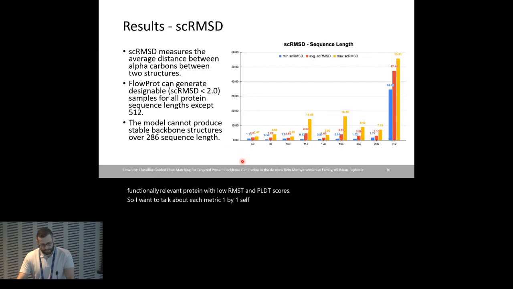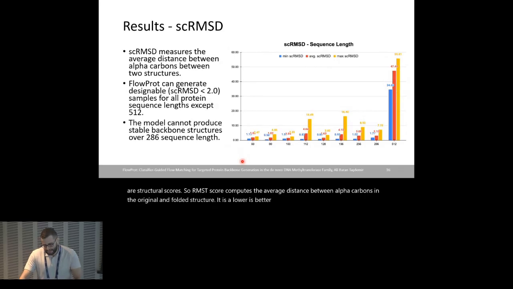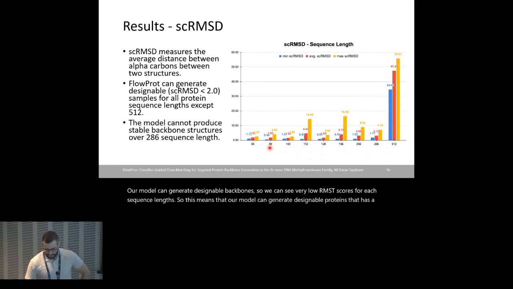Self-consistency RMSD and self-consistency TM scores are structural scores. So the RMSD score computes the average distance between alpha carbons in the original and folded structure. It is a lower-is-better metric. And we ask the question, did the designed sequence fold the way that we wanted it to? So in the plot, we can see that for all sequence lengths except 512, our model can generate designable backbones. So we can see very low RMSD scores for each sequence length. This means that our model can generate designable proteins that have very low RMSD scores.